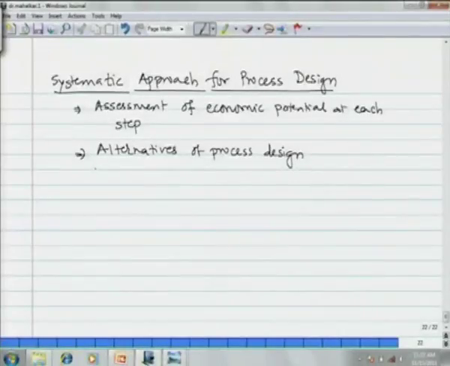So, with the systematic approach for process design, we not only get an idea of the economic potential at each and every stage of process design, but we also generate the alternatives of process design. Okay.